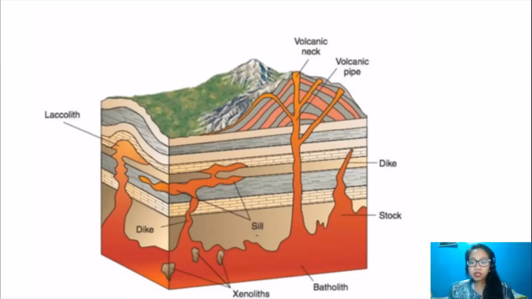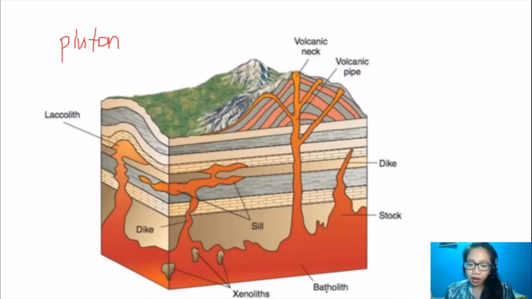Okay, so this image is showing us the different ways intrusive igneous rocks are formed. Because if you're going to go through this deeply as a geologist, there are actually different types of intrusive igneous rock formations depending on how they form. So for example, the general term for all of this is pluton. That's why intrusive igneous rocks are also called plutons, while extrusive igneous rocks are also called volcanic rocks.